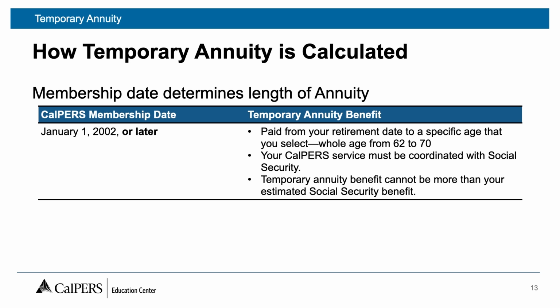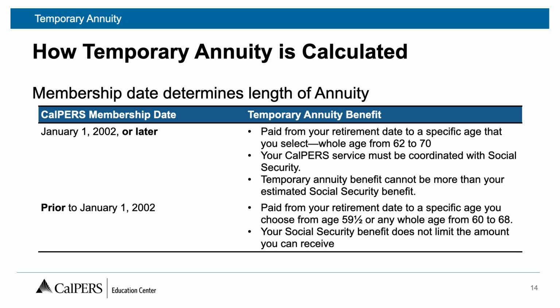Your CalPERS service must be coordinated with Social Security. You should contact your personnel office if you aren't sure. The temporary annuity benefit cannot be more than your estimated Social Security benefit. Request an estimate from Social Security before applying for your CalPERS retirement.